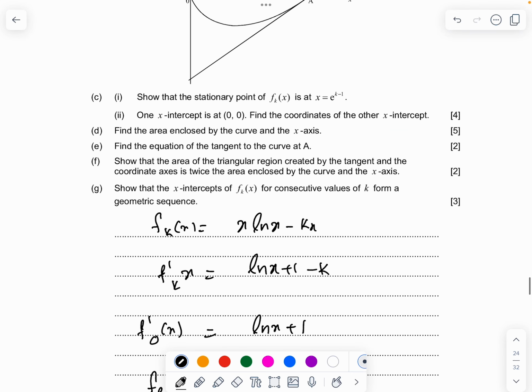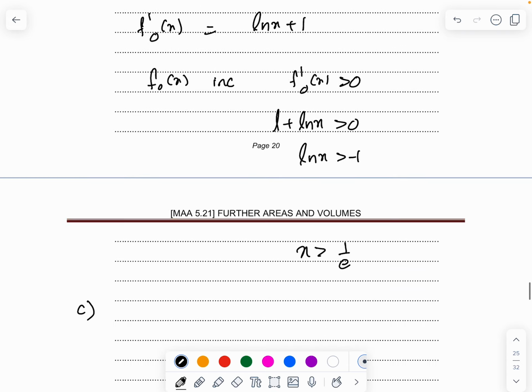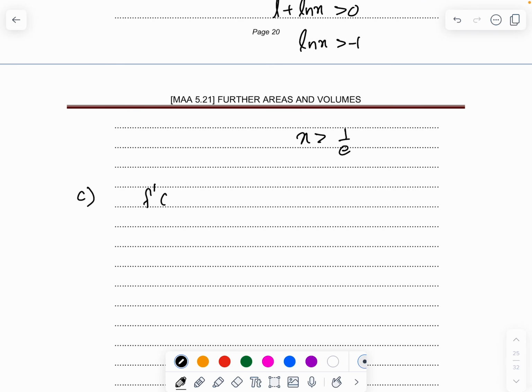For part C, find the stationary points. Stationary points means the derivative should be equal to 0. So ln x should be equal to k minus 1, x equals e to the power k minus 1.